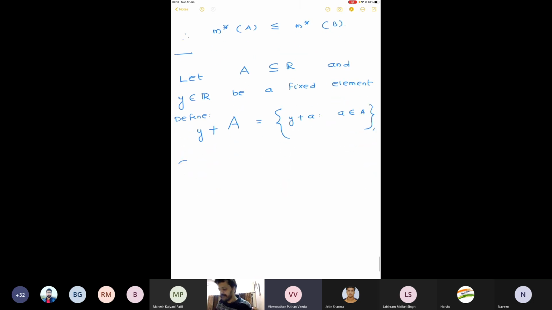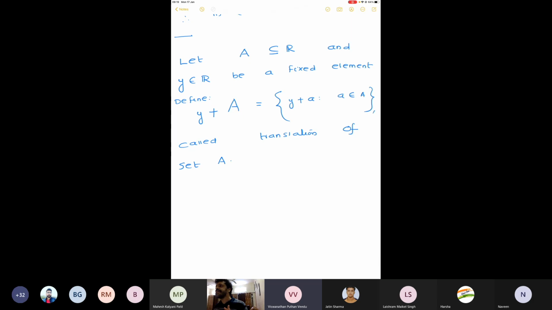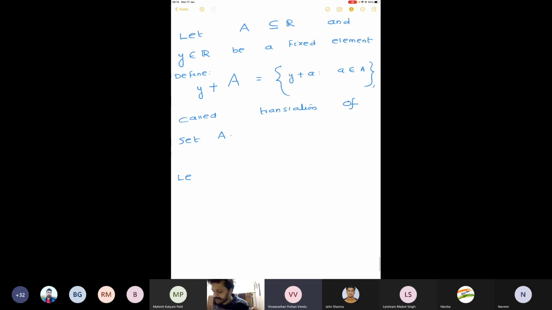Called translation of set A. Okay, this is just for notation. I have introduced what is a real number plus a set, a subset of R. Now, suppose your A is an interval. Let us say open interval. Let A be equal to the open interval (a, b).